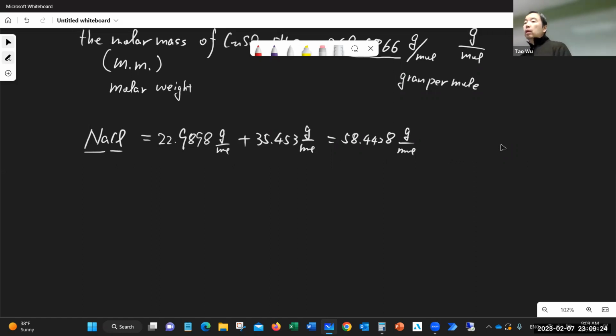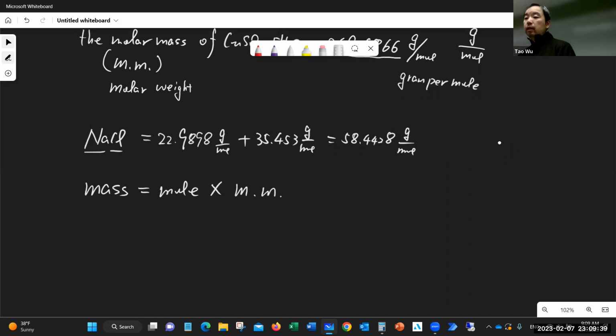This is the thing I hope you're going to remember. Mass is equal to mole multiplied by molar mass. And mole is equal to mass divided by molar mass. Mole equals mass over molar mass. Mass equals mole multiplied by molar mass. These are the two things.